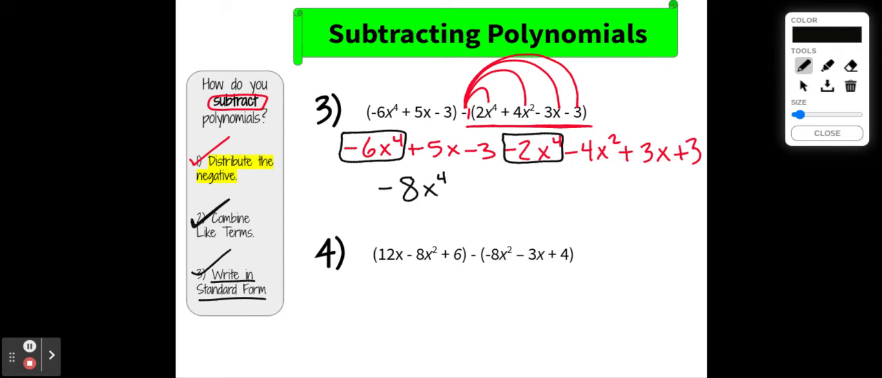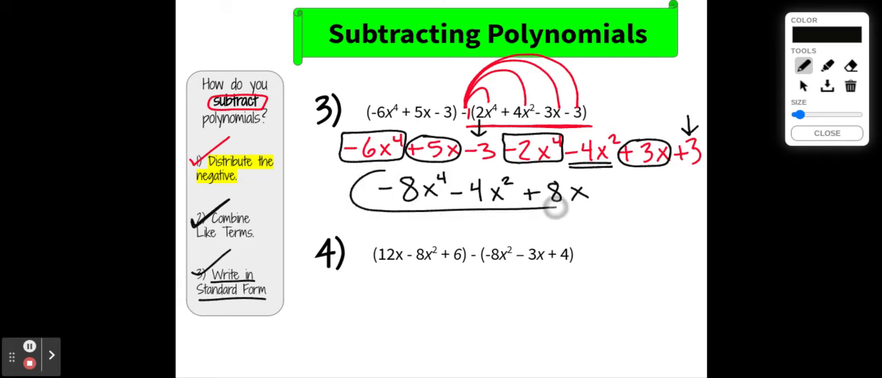Then the next exponent would be this one right here to the second power. And so I'm just going to drop that term down, minus 4x to the second power. And then we would have the x to the first power. So that's positive 5x to the first power and positive 3x to the first power. So 5x plus 3x, 8x. And lastly, we have the constant, which we've got the minus 3 and we've got the plus 3. And if you notice that minus 3 plus 3 gives you 0, we don't have anything at all. That's just 0. So this right here would be the polynomial that we end up with.